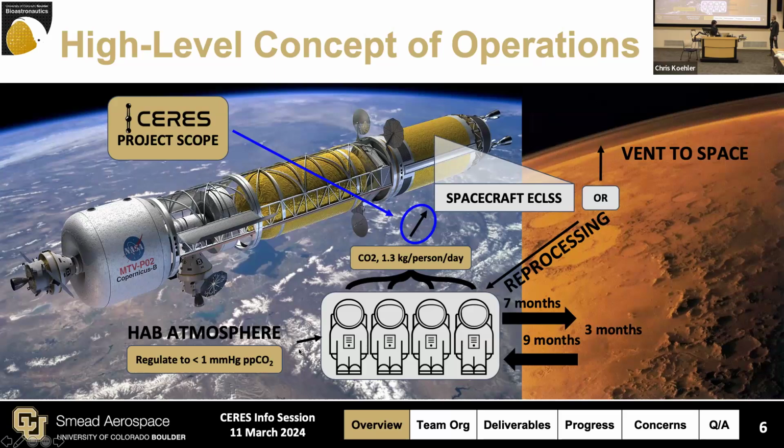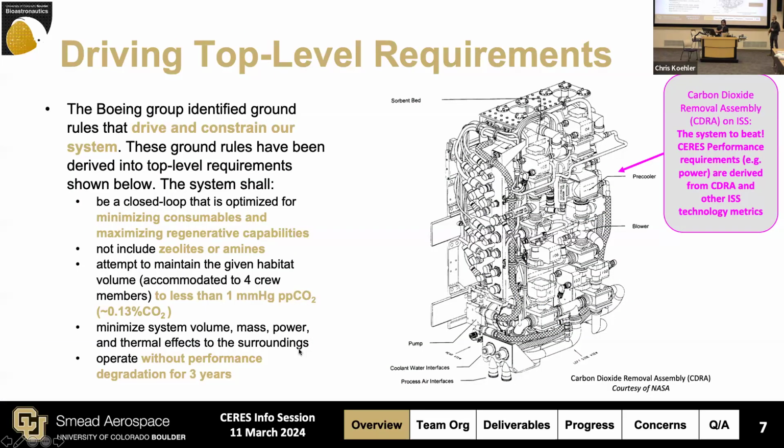So yeah. All right, so now I'm going to be talking about the top level requirements. Our Boeing group has worked a lot with the ISS CO2 removal technology. So basically they're giving us requirements that are going to beat their previously designed systems. Now that's hard to do. So our goal is to minimize consumables and maximize regenerable capabilities. I kind of already talked about that, so I'll skip through that. We also don't want to include zeolites or amines. These are the technologies that are used on the ISS right now. And the point is Boeing just wants to research something novel, to have that dissimilar redundancy for later technologies to be developed.